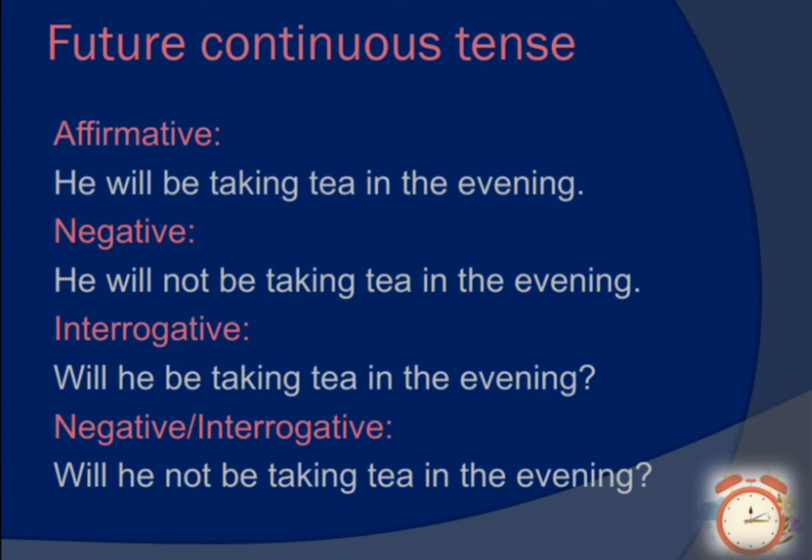Sentences for future continuous tense. Affirmative. He will be taking tea in the evening. Negative. He will not be taking tea in the evening. Interrogative. Will he be taking tea in the evening? Negative interrogative. Will he not be taking tea in the evening?